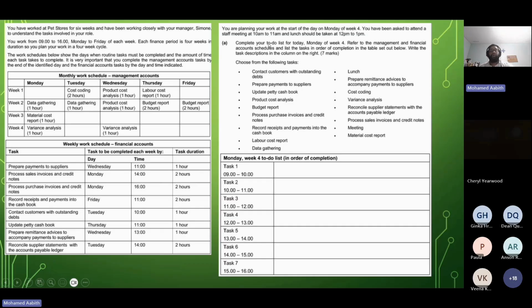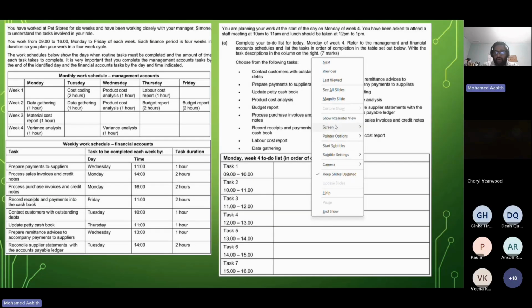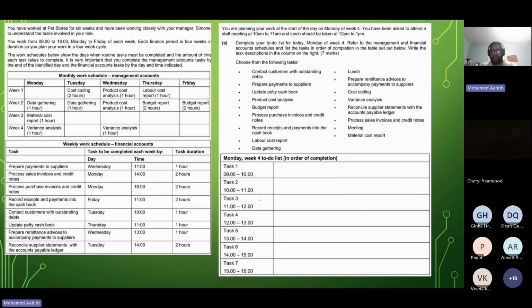So now what we're going to do, we are saying we are working on the start day, the Monday of week 4. You have been asked to attend a staff meeting at 10 a.m. to 11 a.m. and lunch should be taken 12 p.m. to 1 p.m. So there is no reason I have to do anything differently to the timing they've given you. If you have a lunch to take, you take the lunch. There is no reason you have to do anything else there. So let's say here, I'm going to quickly change this to a pen. I'm going to say this is lunch. Okay, so that is 12 to 1 p.m.